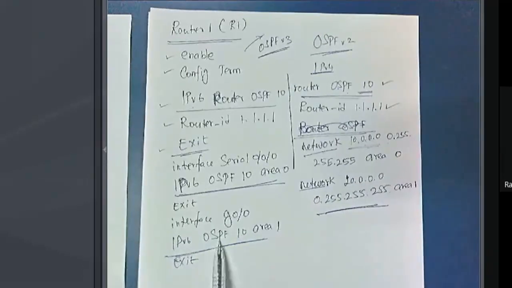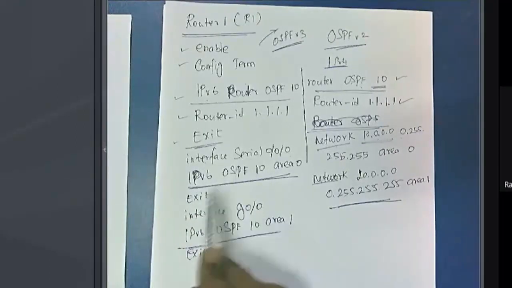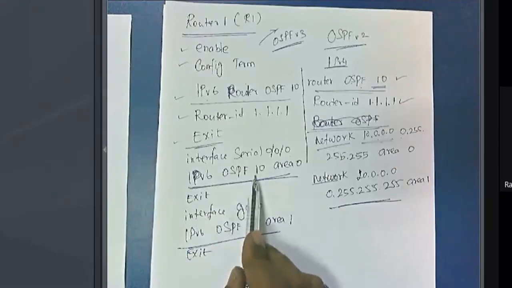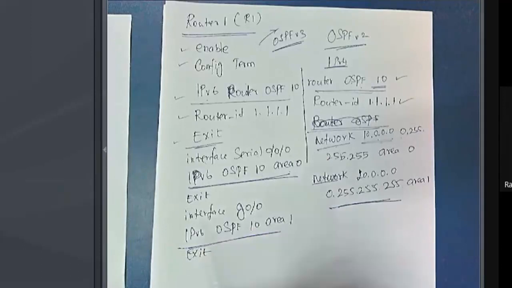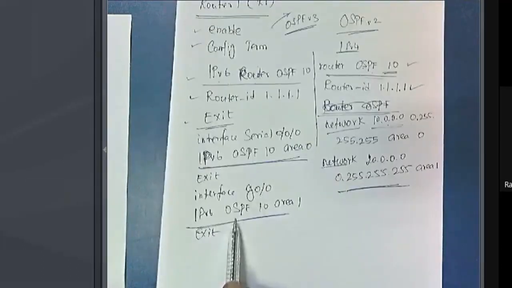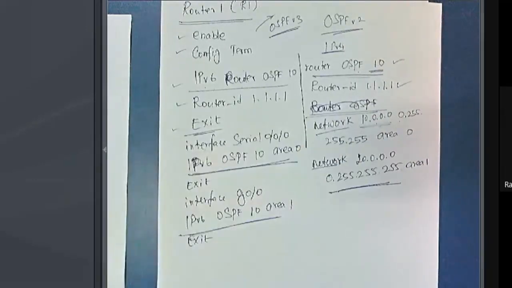But here, you have to go to the interface. Go to the interface and give IPv6 OSPF 10. 10 is the process ID. Already you have given area 0. Then go to the next interface, OSPF 10 area 1. Finished. I will write one more router, so you can understand very easily. This is the difference. If you understand this, the IPv6 concept is over: static routing in IPv6, OSPF in IPv6. In the exam, you may expect some questions on this.